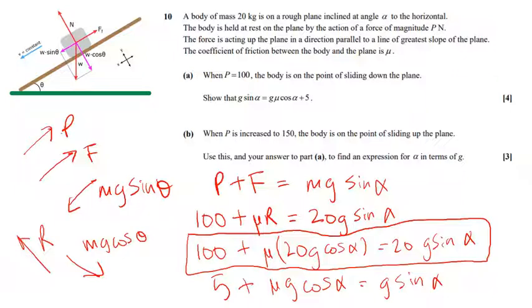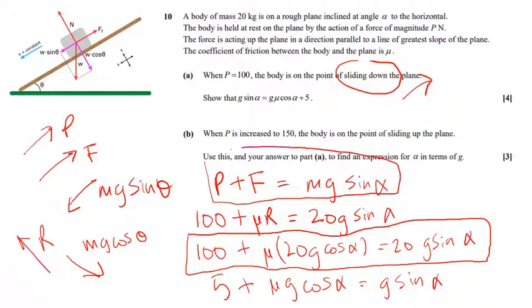Going up the slope is P. Because the question says sliding down the plane, friction is acting up. So P is acting up, friction is acting up. The only component acting down is the weight, so mg sine theta. Putting all of that into the equation, you know that it's in equilibrium. P plus F is equal to mg sine alpha.